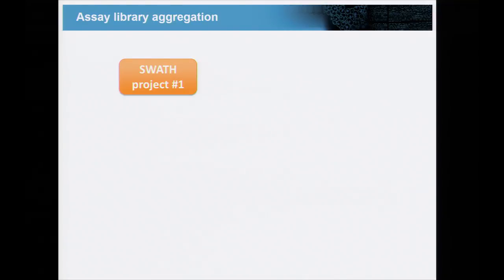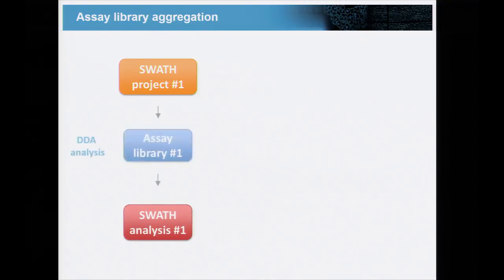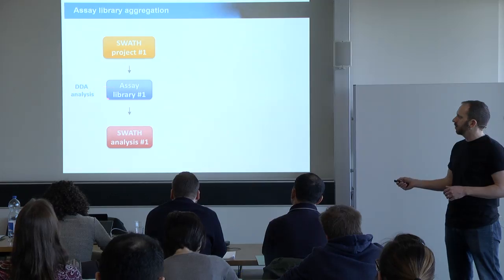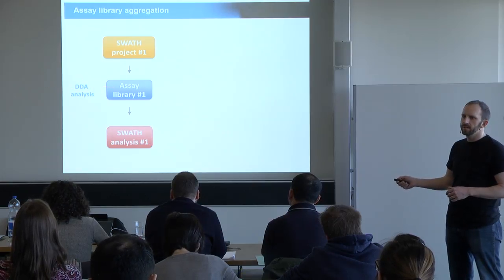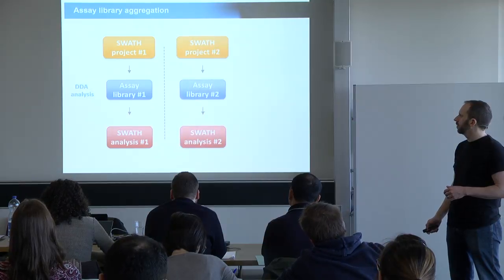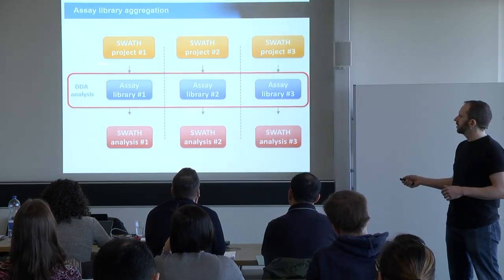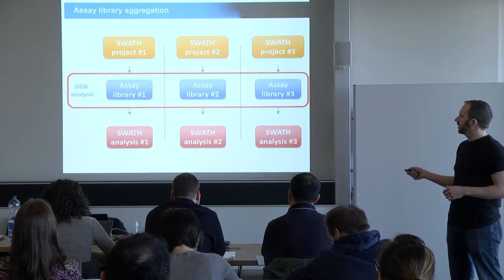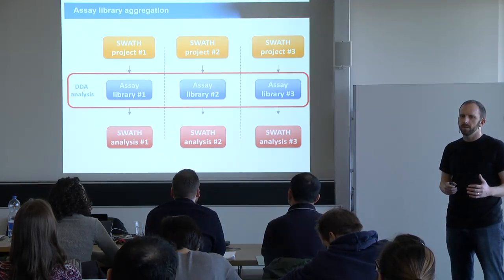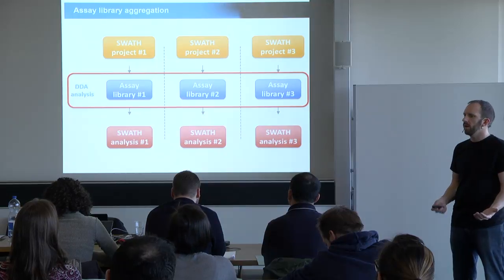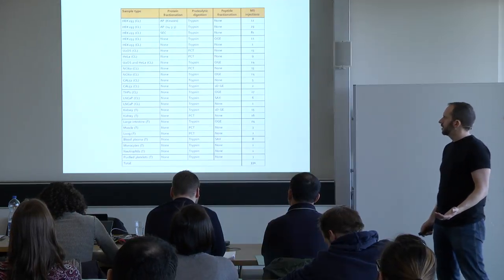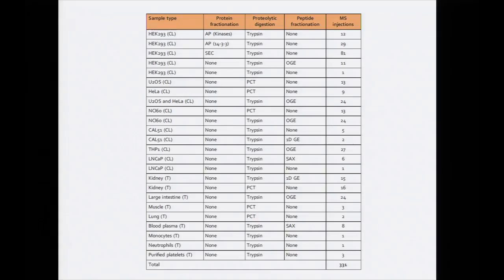So we realized at one point that we had SWATH project number 1, now we need SWATH analysis number 1, so we need to make assay library number 1, right, based on a DDA analysis in the way I've just described. And then we said, oh, we have project 2 and project 3 as well. So at some point we thought maybe we should combine these libraries together, at least within one species, and not have to redo this every time. And so this is essentially the project that I will describe here.